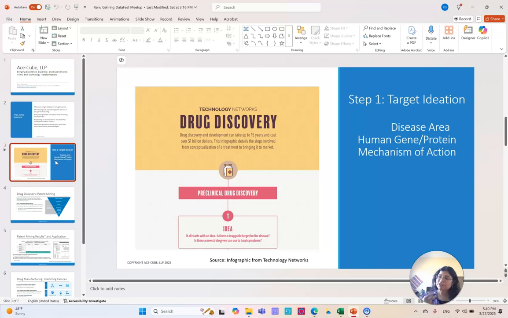So you need three things. You need to know the disease area, you need to know the gene or protein, you need to know the mechanism of action, and then you want to come up with a chemical compound that will somehow change the way that the gene or protein acts and then turn the disease off or down. And that's a very high level overview of what target ideation is. It's akin to saying that Einstein's general relativity was about light and space and gravity.